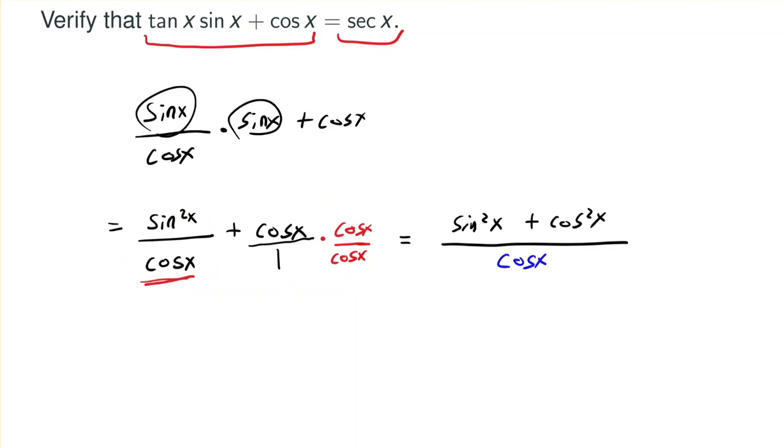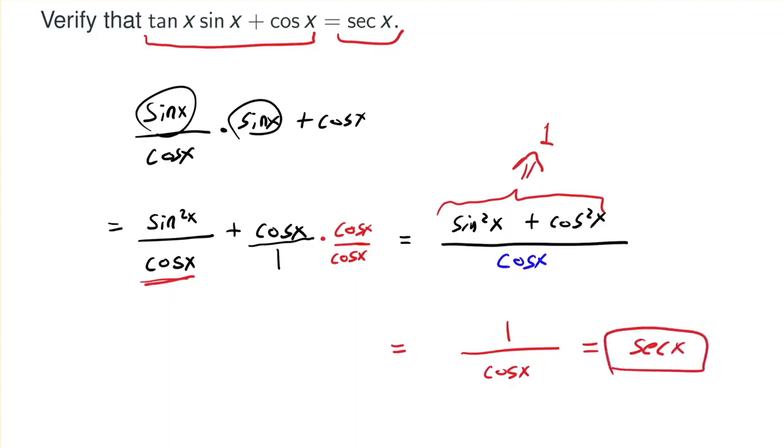So then we have to remember this is one of the Pythagorean identities. So this equals 1, right? So this right here is 1 by the Pythagorean identity. This equals 1. So we have 1 over cosine x, which is the same thing as secant x, right here. So we verify that left and right are equal.